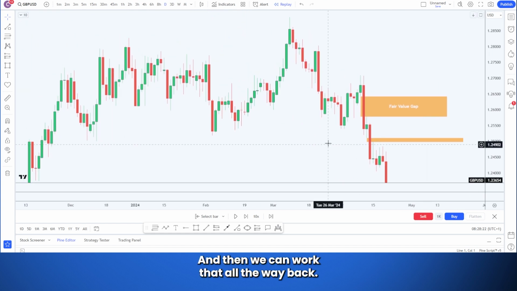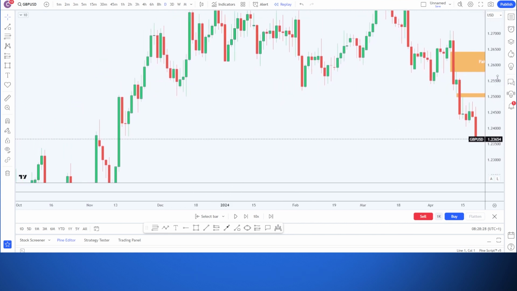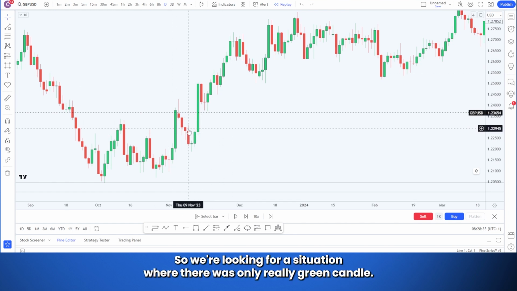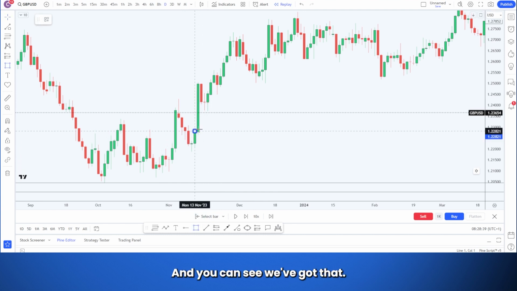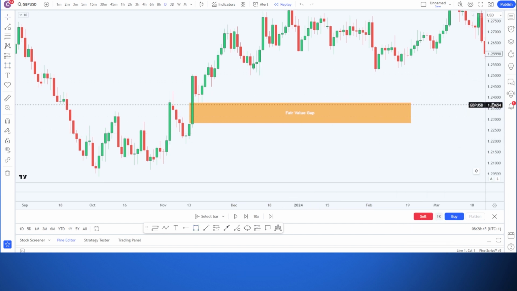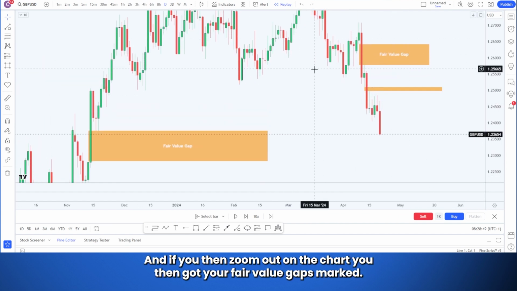And then we can work that all the way back. Can't see anything in here. And now we're looking at a bullish example because you can see the price is moving higher. So we're looking for a situation where there was only really green candles. And you can see we've got that in here. And if you then zoom out on the chart, you've then got your fair value gaps marked.